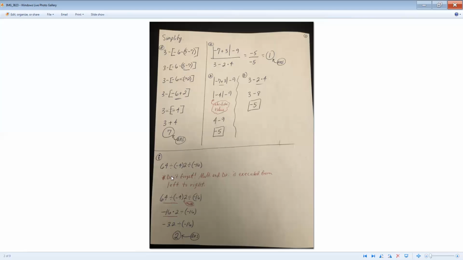So once again, we recognize that this sets us up to go from left to right, division and multiplication. So 64 divided by -4 will give you -16. Then we have this multiplication of 2. -16 times 2 is -32. Then -32 divided by -16 will give you a +2.